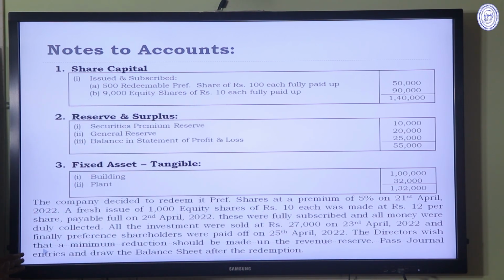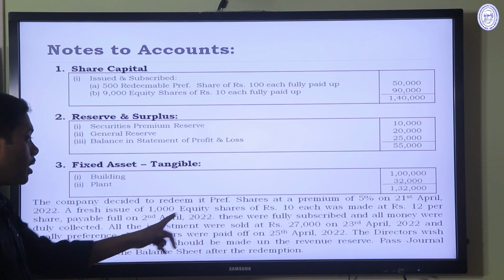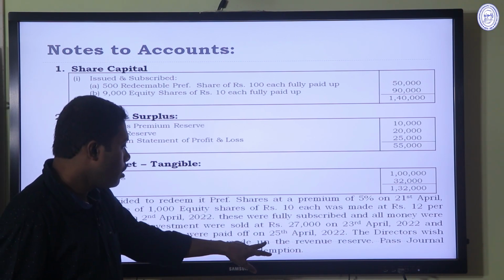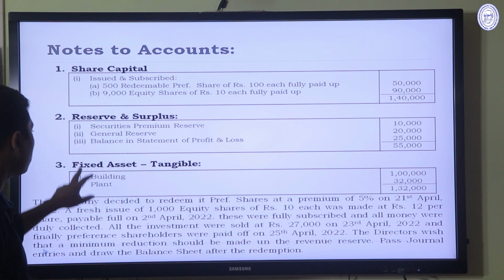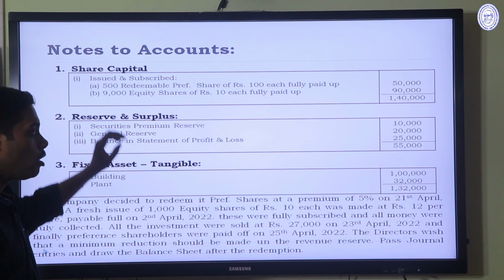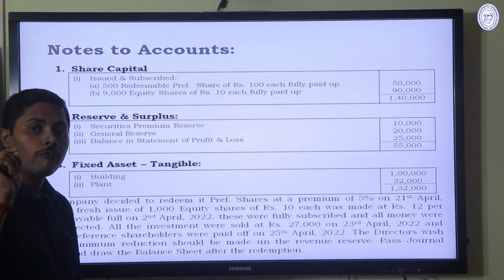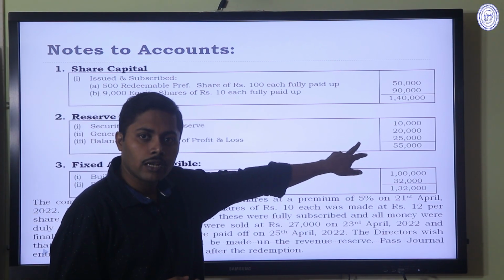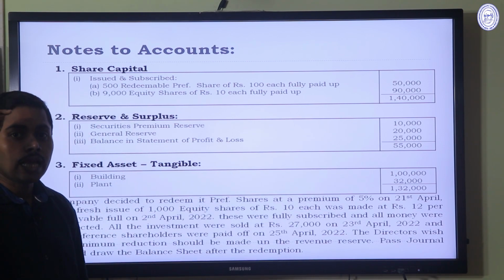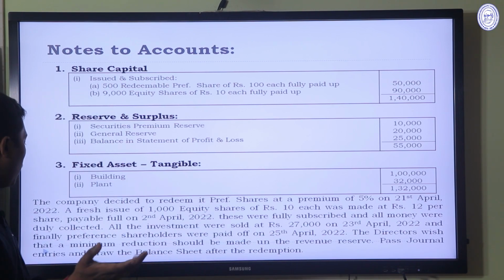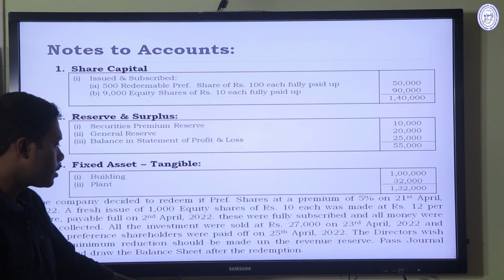The directors wish that a minimum reduction, it is the most important thing, should be made on the revenue reserve. Revenue reserve means general reserve. Minimum reduction will be made in general reserve. So, if we have to create, definitely we have to create CRR account. First of all, we will utilize profit and loss, then we will utilize general reserve as this point is mentioned over there. Pass necessary journal entries and draw the balance sheet after the redemption.